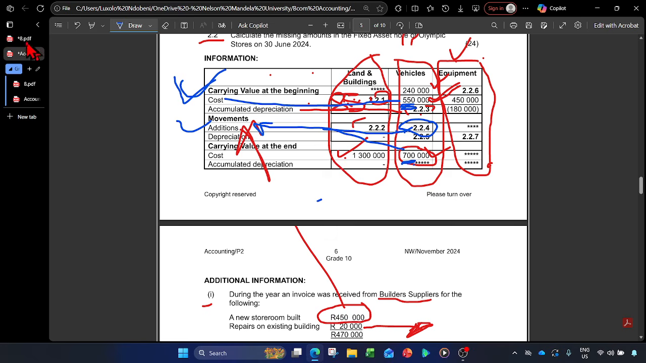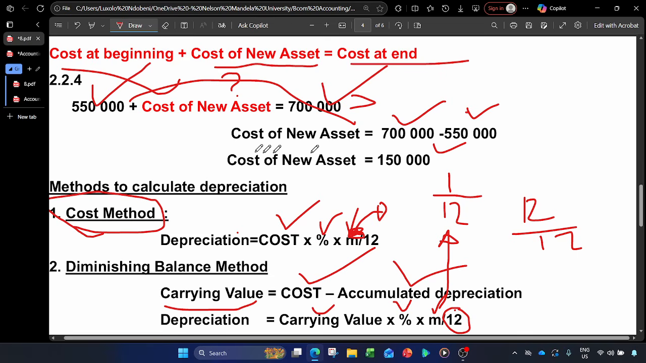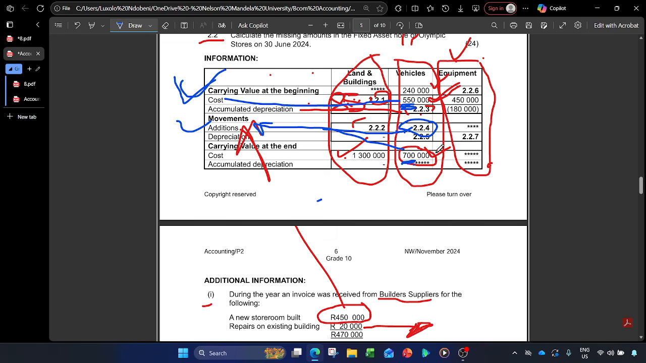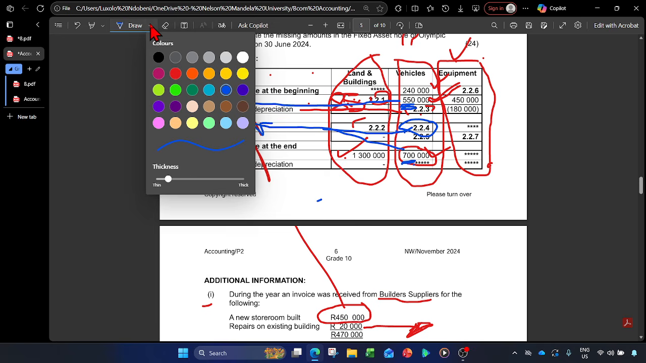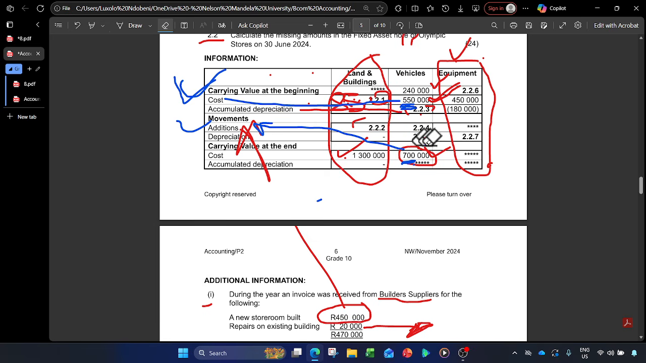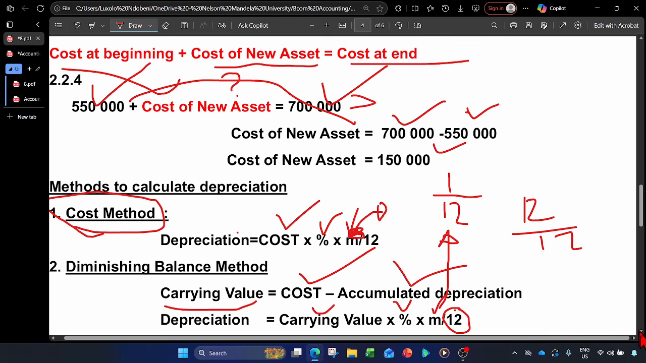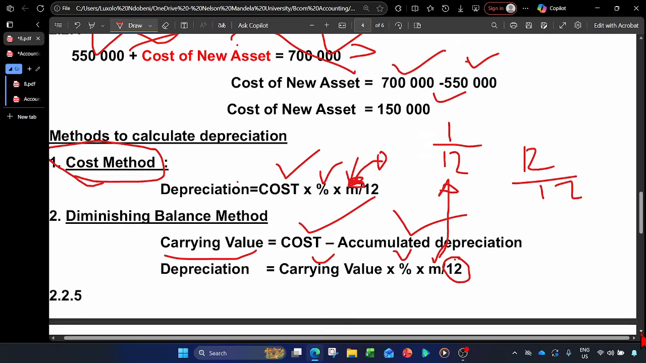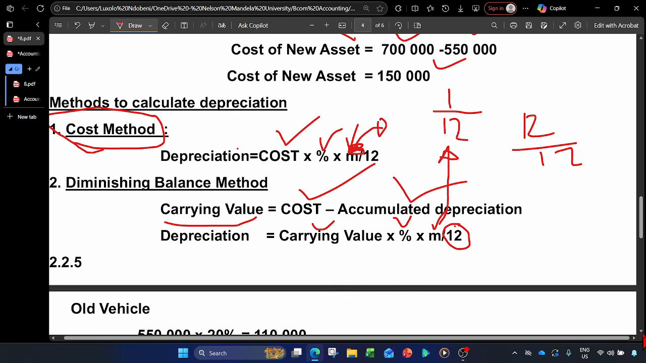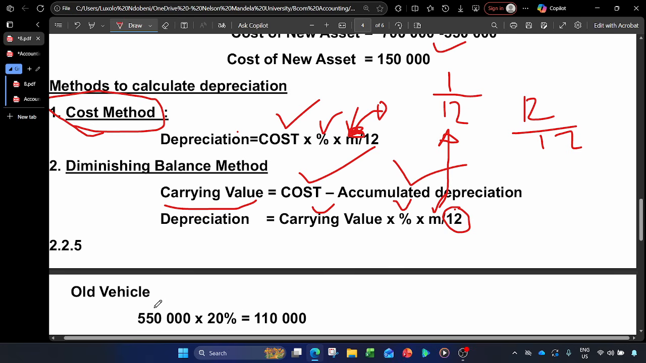But remember, guys, we have the vehicle that the business opened with, which cost 550,000, and there's an addition, and we calculated the addition in 2.2.4. The addition was 150,000, which is the new asset that was bought. I want to write it here. The new asset was 150,000. So now we want to calculate the depreciation for the old vehicle of 550,000 and the new vehicle. First, let's start with the old vehicle, which is 550,000. As I said, guys, that vehicle stayed for the whole year. They didn't sell it. So that means it is 550,000 times 20%, the rate that they use.